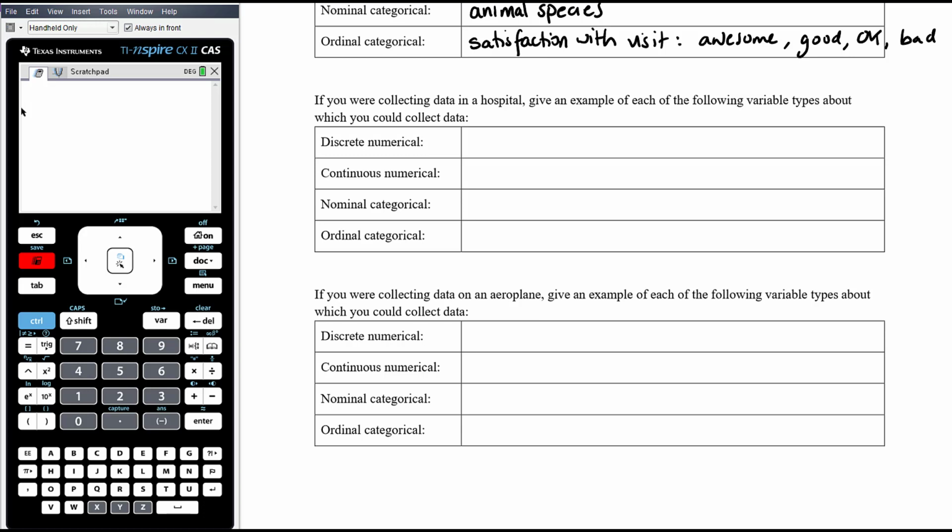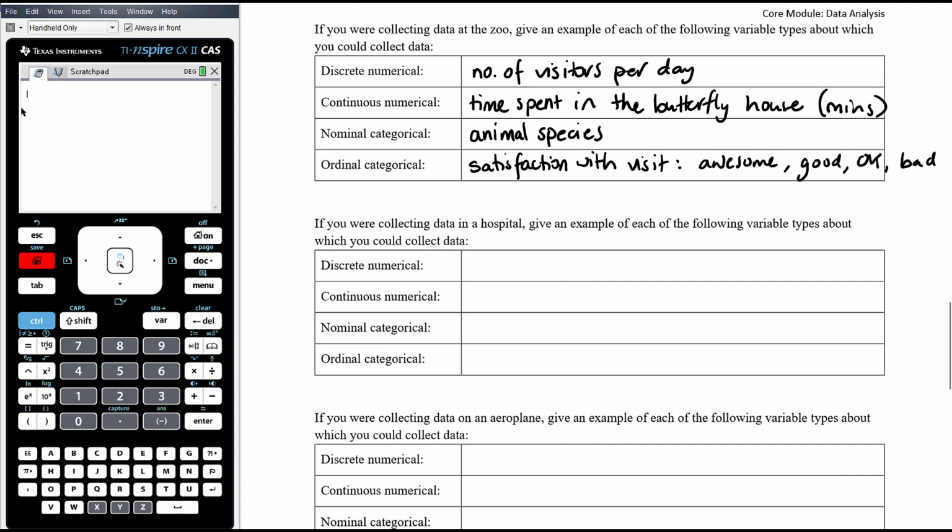Anyway, so just getting familiar with those 4 different data types, you will absolutely be asked and assessed on identifying what data type is this, or which of these is an ordinal categorical variable. You can certainly expect questions like that on the exam.